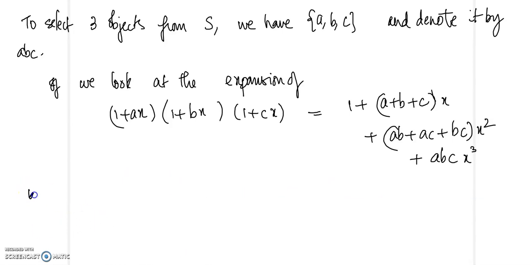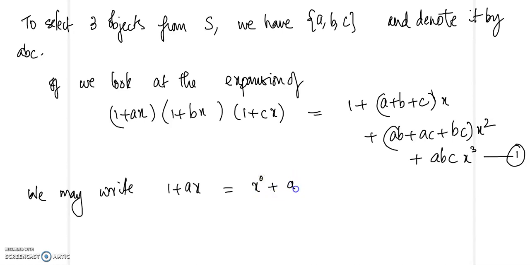So we may write 1 plus ax equal to, let us call this equation 1. 1 plus ax equal to x raised to 0 plus a x power 1. So x raised to 0 denotes that a is not selected, and here the plus denotes that it is all.